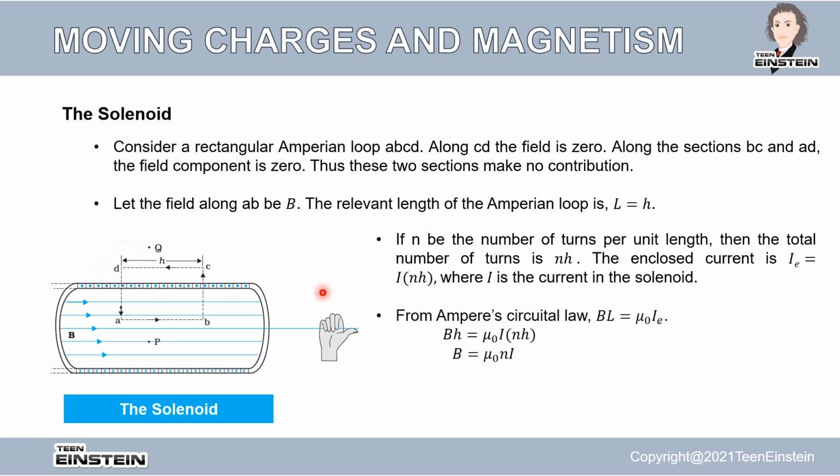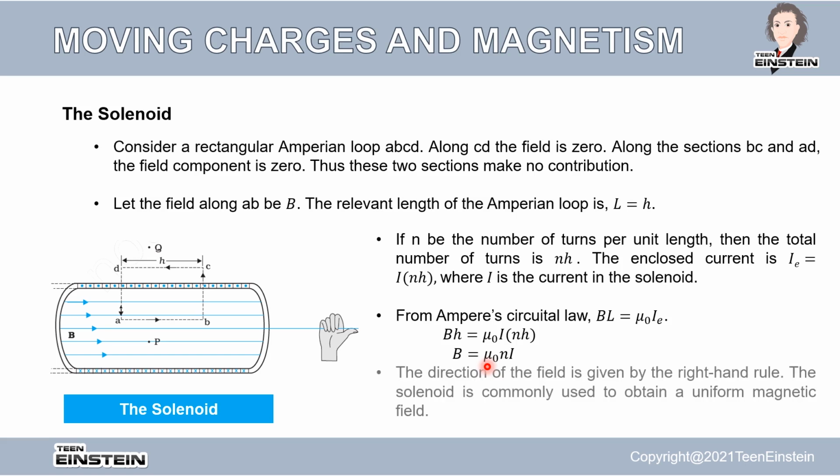Now from Ampere's circuital law, we know BL equals mu 0 into Ie. BL is the left hand side, that integral. On the right hand side, we have mu 0 Ie, where Ie is the current enclosed. So what is the equation for Ie? It is I multiplied by nh. Cancelling h on both sides, we get B equals mu 0 nI.